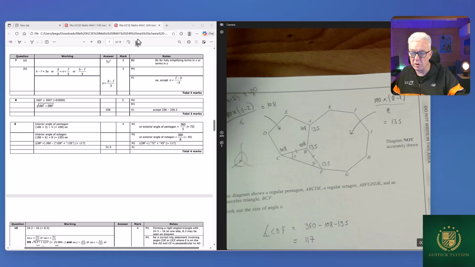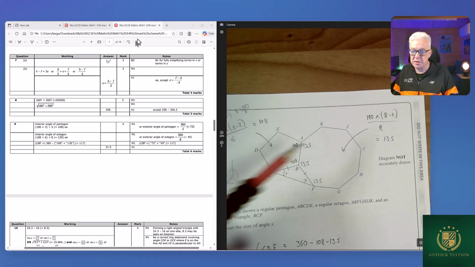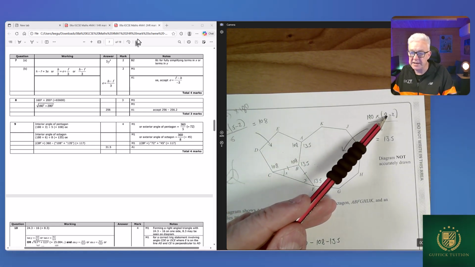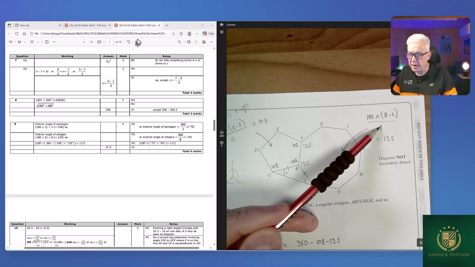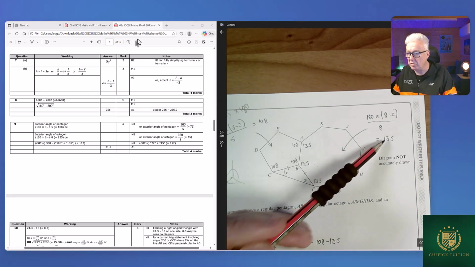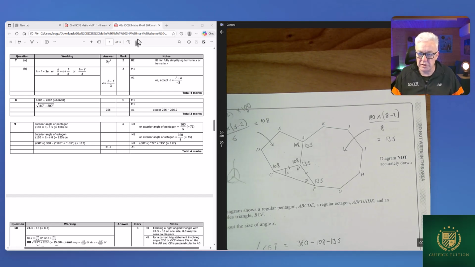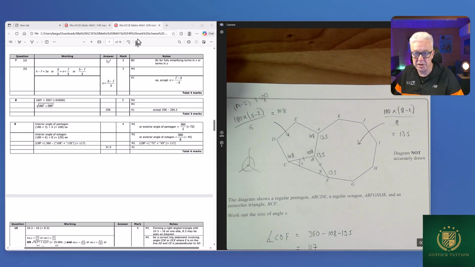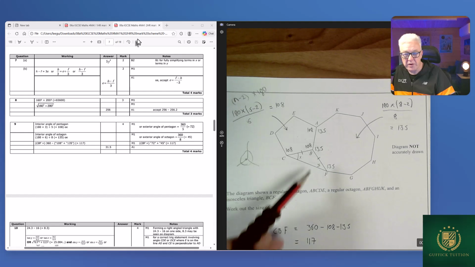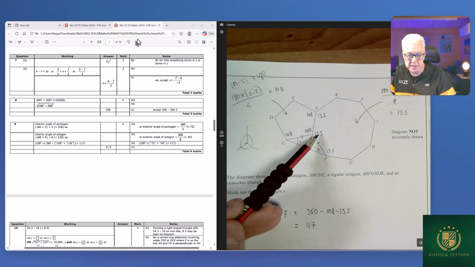Over here for our octagon, we follow the same process. So this time our n is 8, so we've got 180 times 8 minus 2, and we divide it by the number of sides, giving us an interior angle for the octagon of 135 degrees. There are other ways you could do this. You could work out the exterior angle by doing 360 divided by the number of sides, and then taking that answer away from 180. So there's more than one correct way to approach this particular question. But we found now that this is 108 and this is 135.